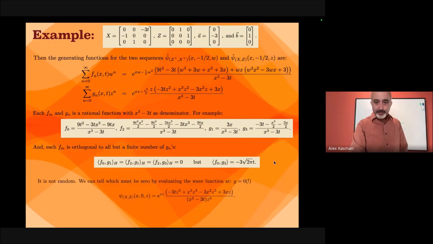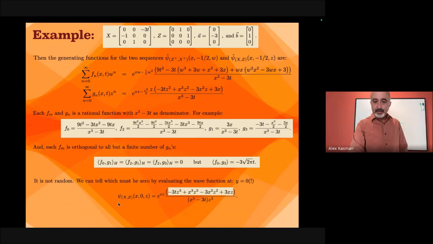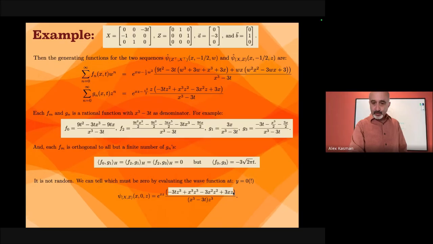And I can figure that out in advance by looking at this wave function at 0. So if instead of plugging in -1/2, I plug in 0 for y, this polynomial in the numerator tells me when they're going to be orthogonal.